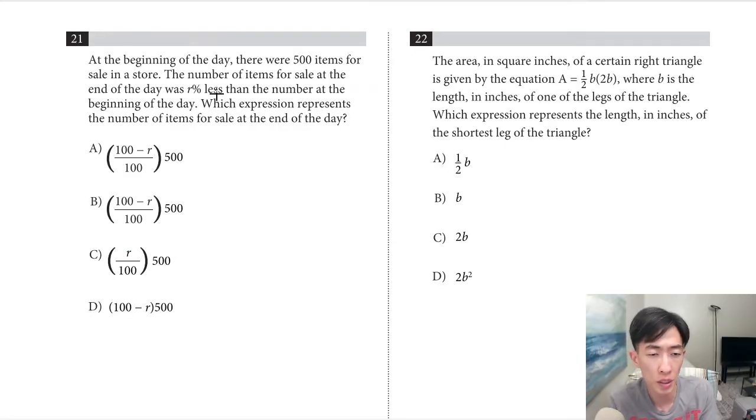Question 21. At the beginning of the day, there were 500 items for sale in a store. The number of items for sale at the end of the day was R% less than the number at the beginning of the day. Which expression represents the number of items for sale at the end of the day? So if you're totally confused, you could just pick a number for R. Like let's say there were 10% items less at the end of the day. Calculate what 90% of 500 is.